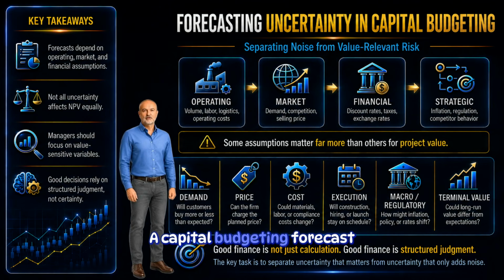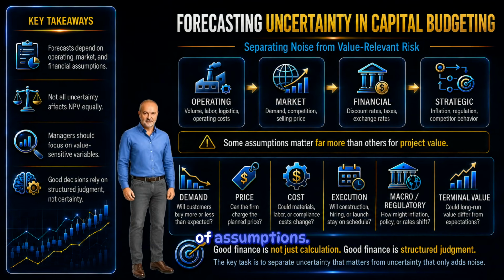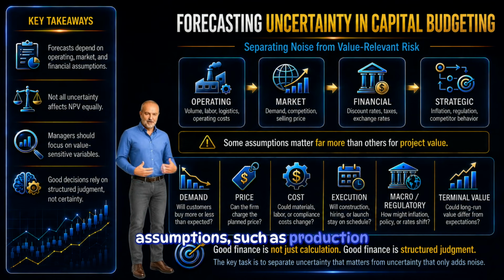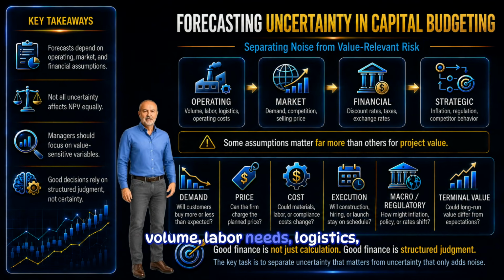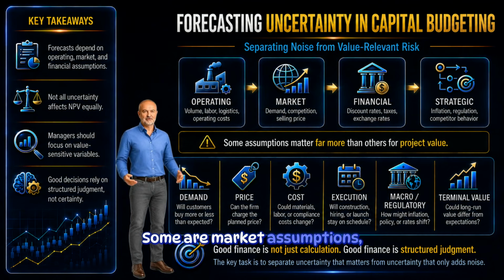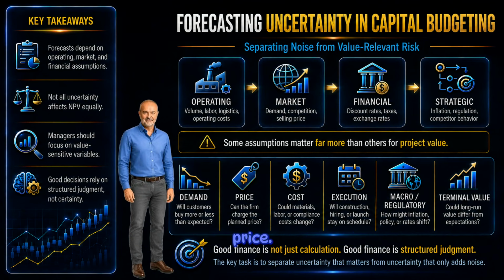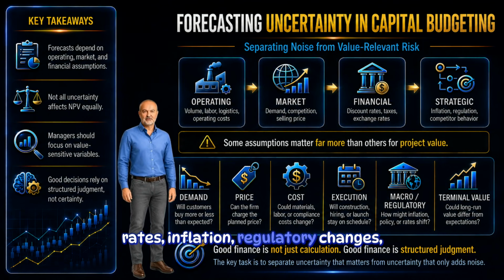A capital budgeting forecast is uncertain because it combines many different types of assumptions. Some assumptions are operating assumptions, such as production volume, labor needs, logistics, and operating costs. Some are market assumptions, such as customer demand, competitive pressure, and selling price. Others are financial or strategic assumptions, such as discount rates, taxes, exchange rates, inflation, regulatory changes, and competitor behavior.